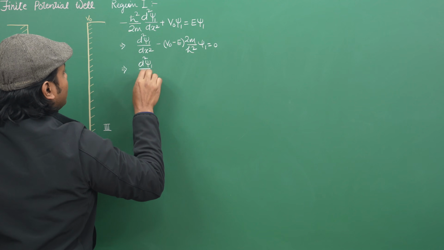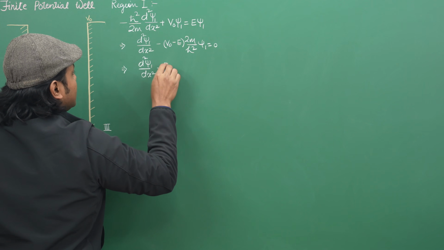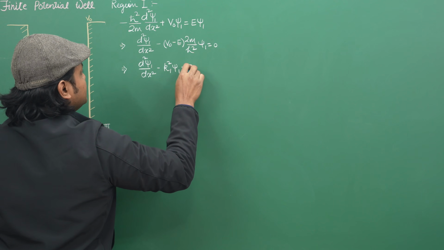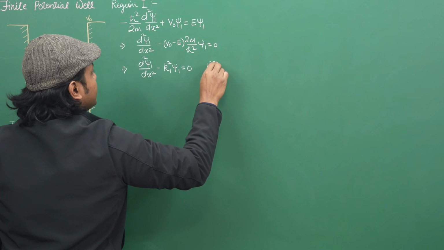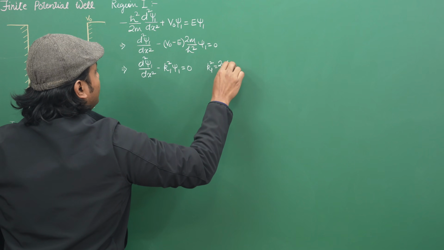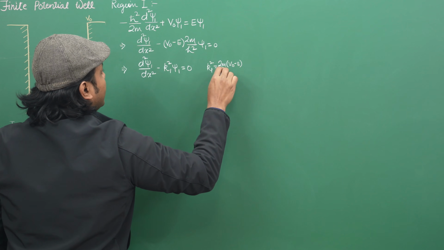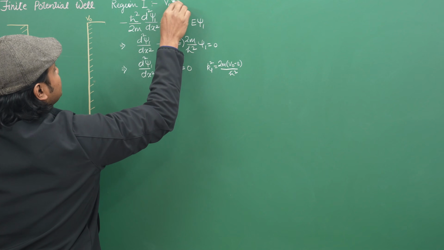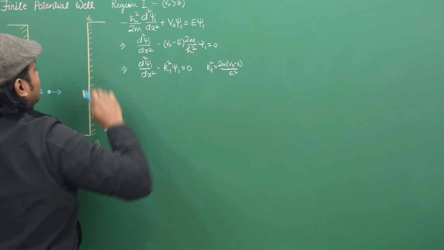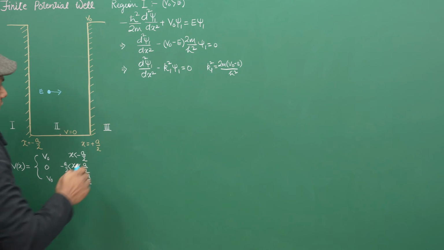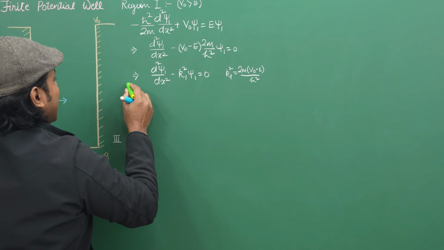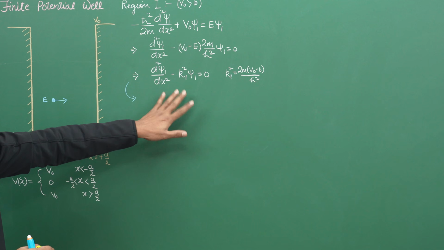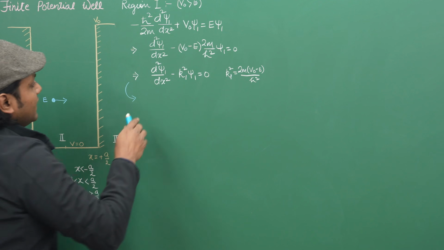d2 psi 1 upon dx2 minus, let's suppose I call this k1 squared, psi 1 is equal to 0, where k1 squared is simply equal to 2m (V0 minus E) upon h cross squared. Keep in mind that I have taken V0 minus E because V0 is greater than E. That is the whole point of a particle being bound by these walls. So a very simple and standard solution for this kind of differential equation is that we end up getting exponential decay solutions that may look something like this.